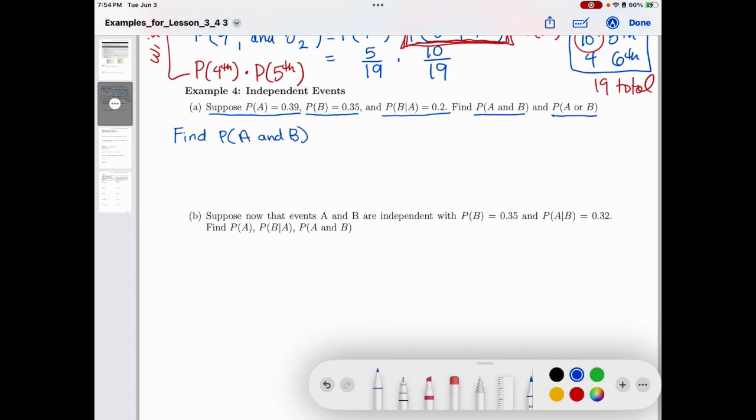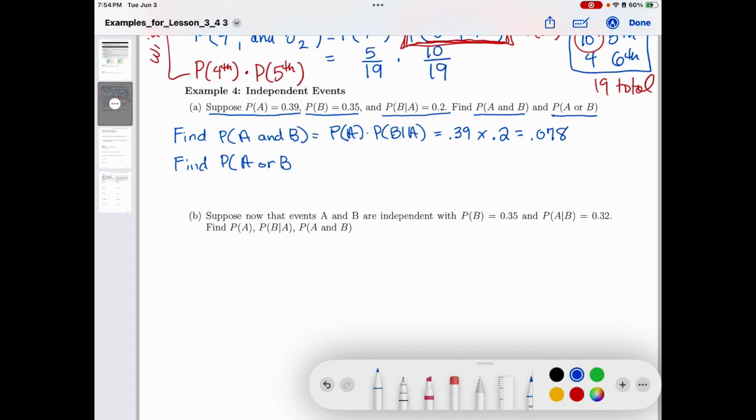So to find the probability of A and B, we need to use our multiplication rule, the probability of A times the probability of B given A. So when I replace the probability of A with 0.39, and I multiply it by the probability of B given A, which is 0.2, I get 0.078.